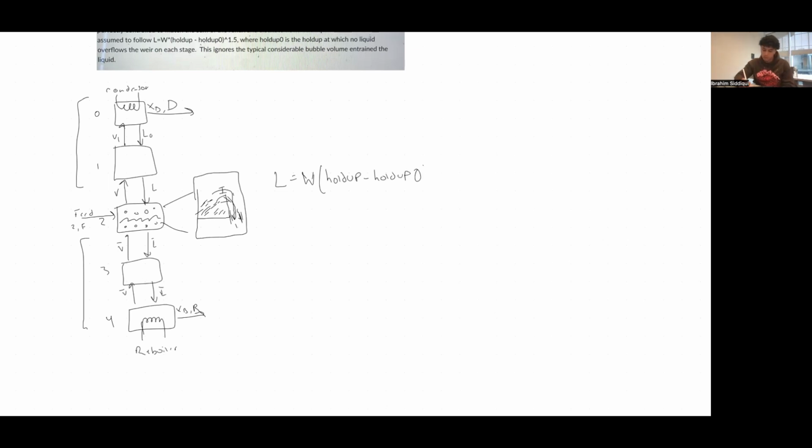I'm going to rewrite these terms to make it easier, as well as when we go and code this into Colab. Let's go ahead and use M for this. So we're going to do our W term multiplied by our M minus M naught to the 1.5. Okay.